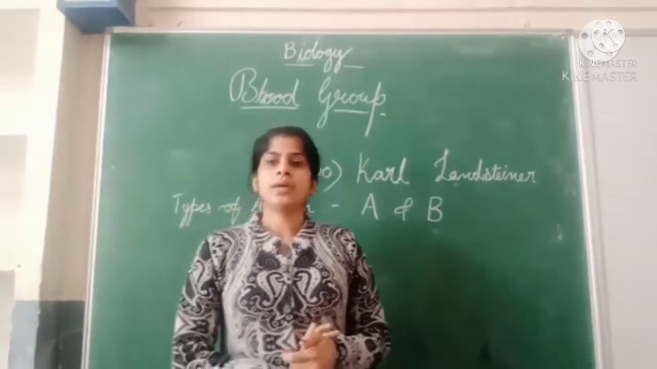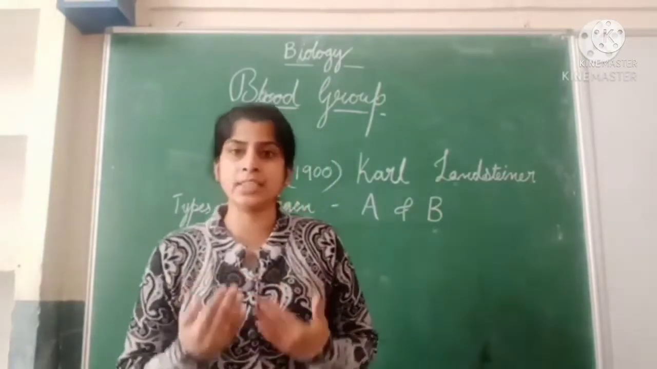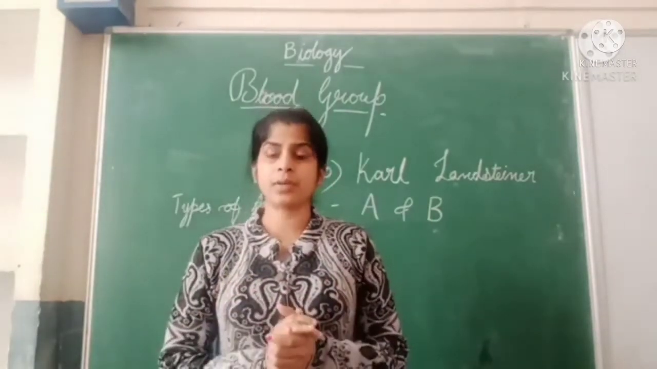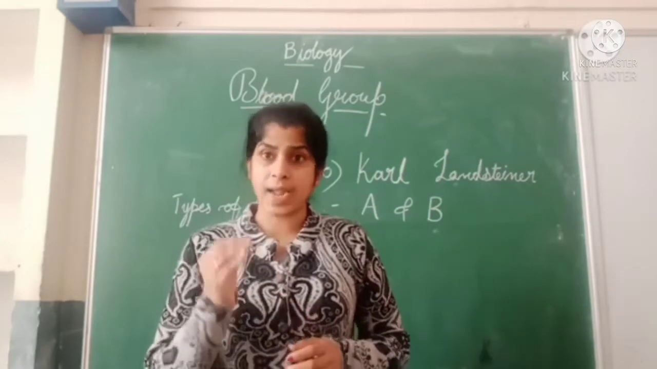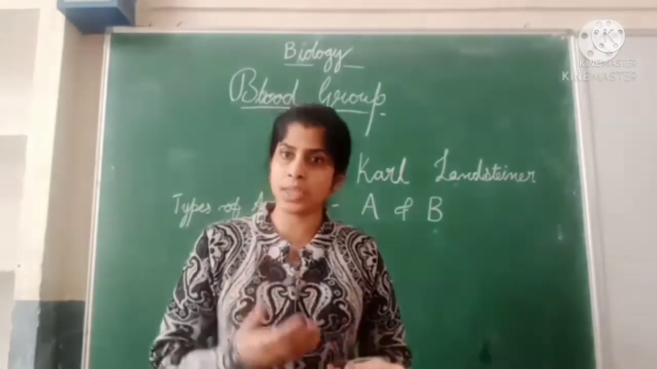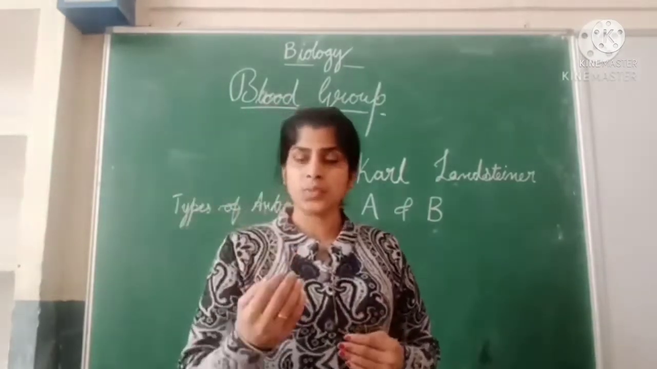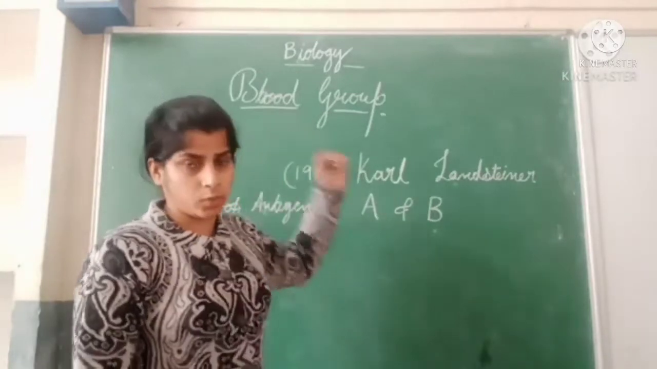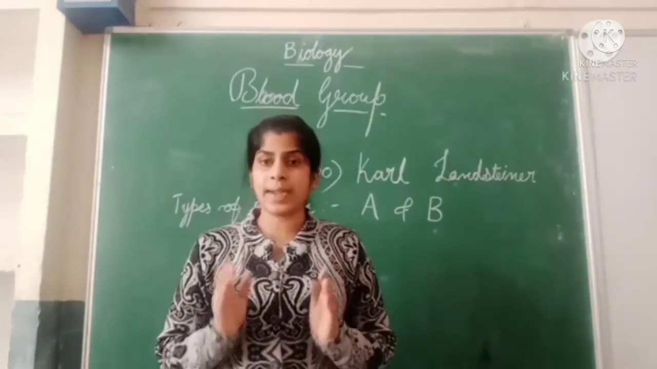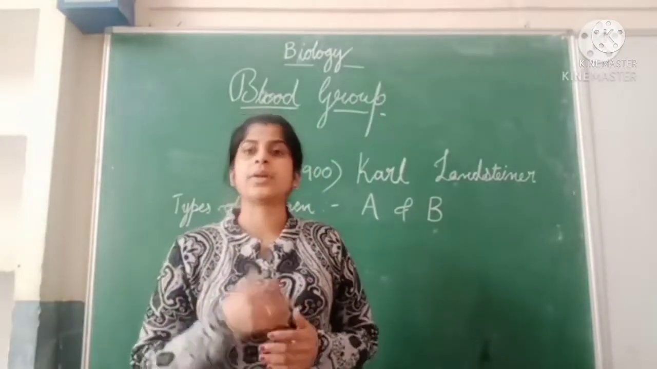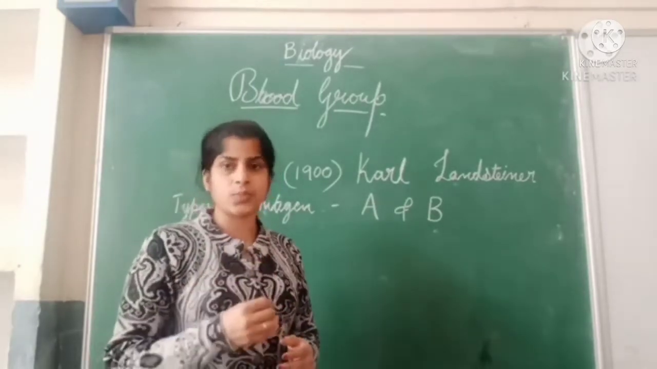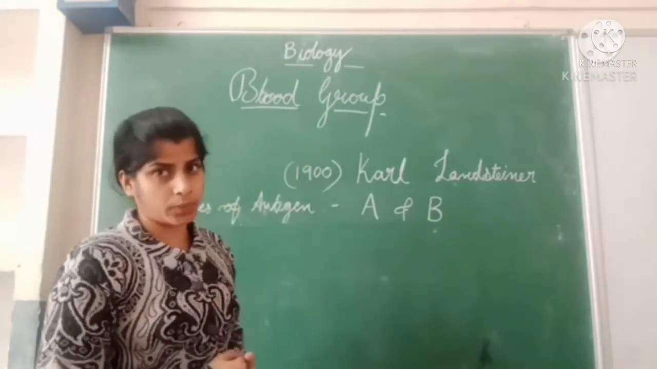He found it on the basis of antigens, whether an antigen is present or not. A person's blood group is determined by the type of antigen present on the surface of the red blood cells. This way we can find the blood group.